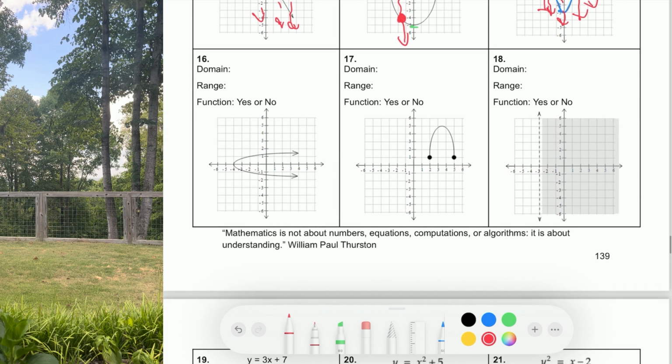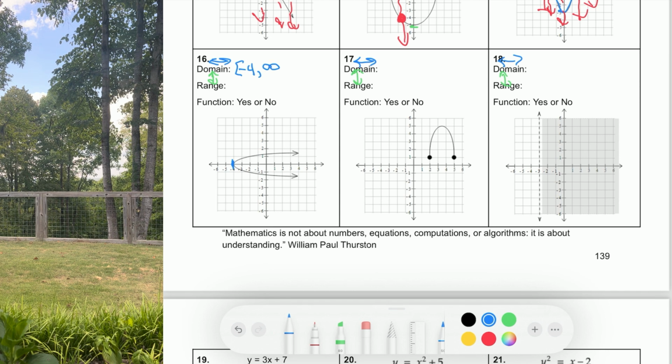Number 16, our domain. Let's go ahead and do our little diagram arrows just to kind of help us. All right, so our domain is left to right. Are there any limits? Yes, it doesn't go past -4 here. It includes -4, but doesn't go past it. So bracket -4, and then to the right, it goes infinitely.